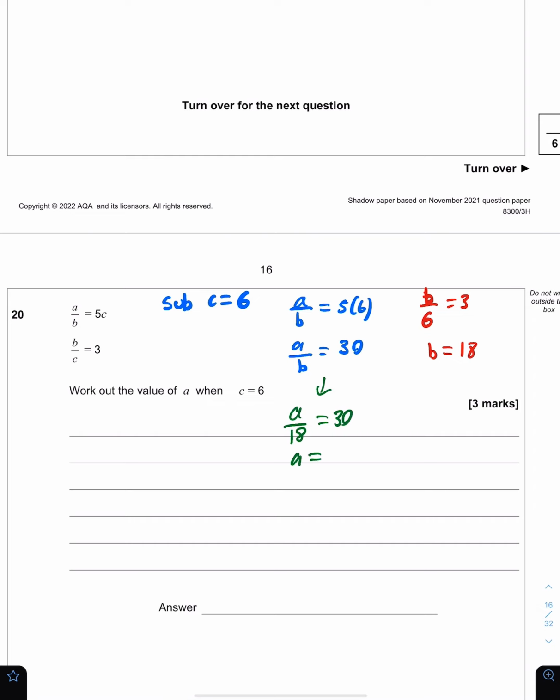Then a is equal to 30 times 18, timesing both sides by 18. So 30 times 18, what is that going to be? Ooh, dear. Yes, I'm shamelessly using that calculator. Is equal to 540. So that's our final answer. There we go. Right, let's keep going.